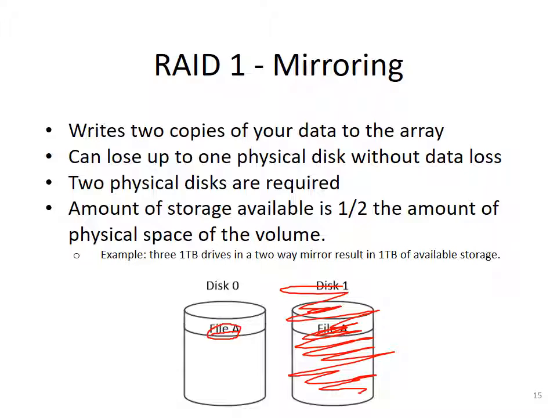It does require at least 2 physical disks, though you can have more in a RAID 1 array. The amount of storage in a RAID 1 array, however, is 1/2 the amount of physical space on the volume. So for example, if you had 2 1 terabyte drives in a RAID 1, the result in this case would be 1 terabyte of available storage, even though you have 2 terabytes of physical disk space. And again, that's because in a RAID 1 array, it writes both copies of your file to both of the disks.